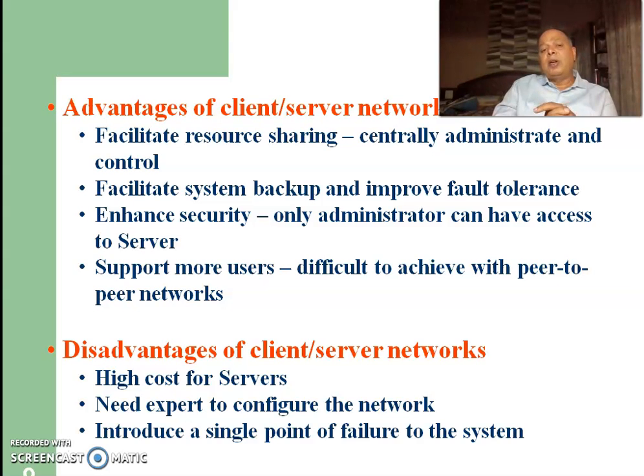You must have an expert, called a system administrator or network administrator, to configure the network, and it introduces a single point of failure to the system. Of course, this can be avoided by using redundancy of servers. So this is in brief about the types of networks, and we have seen two to three mechanisms on the basis of which networks can be classified.